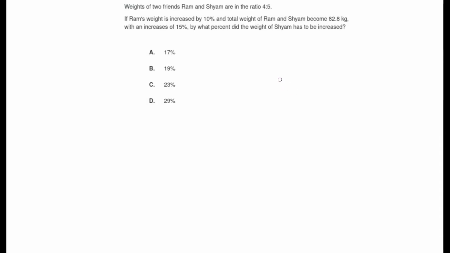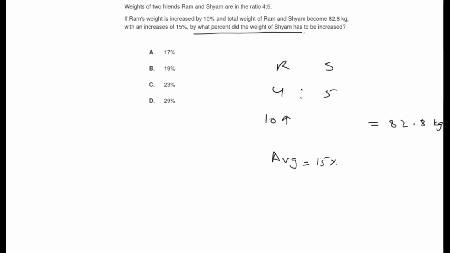The third question says the weights of two friends, Ram and Shyam, are in the ratio 4:5. The weight of Ram is increased by 10%, and the total weight becomes 82.8 kg, with an increase of 15%. Since the average increase is 15%, what percentage did the weight of Shyam have to be increased?